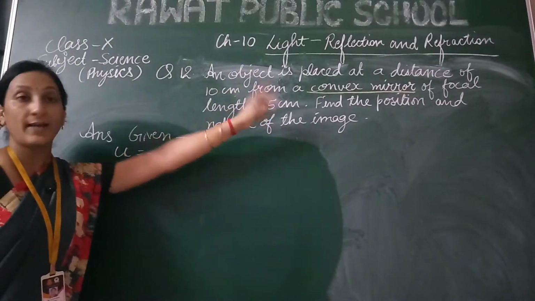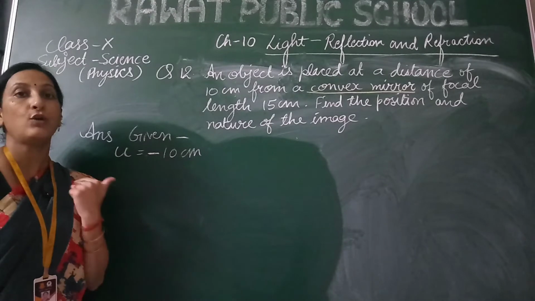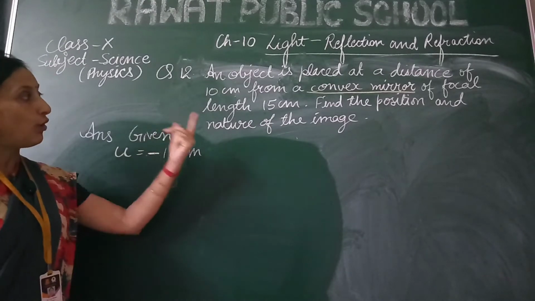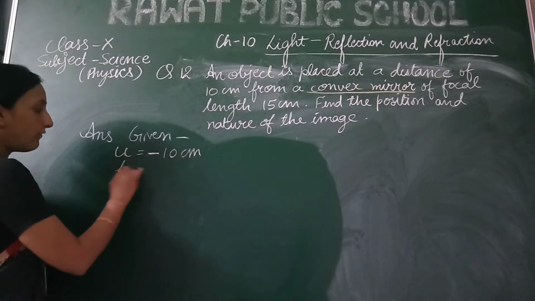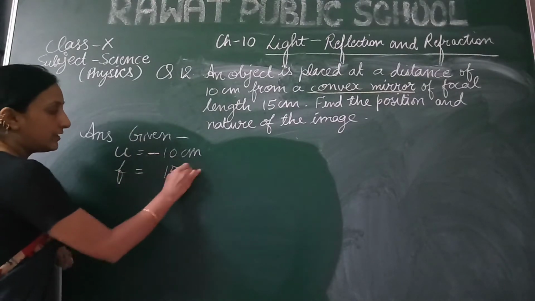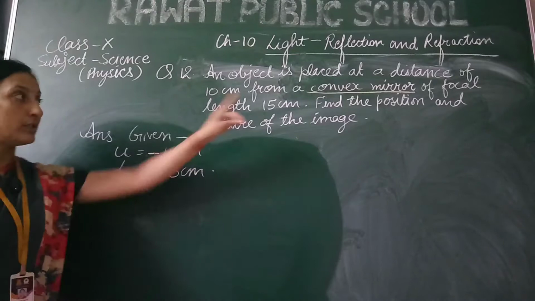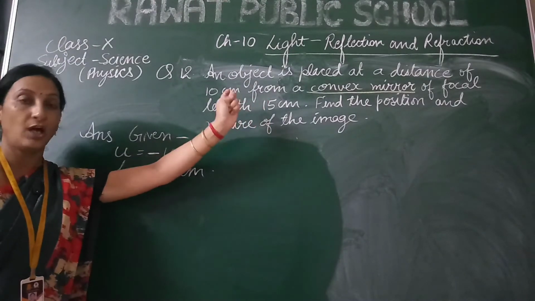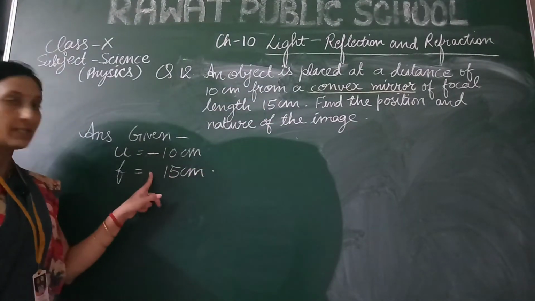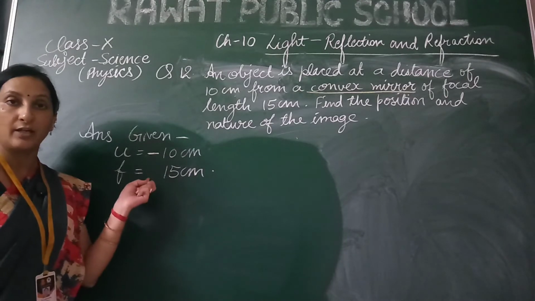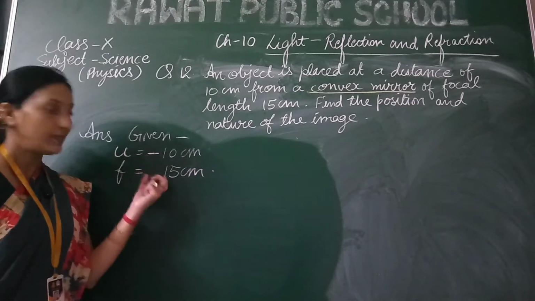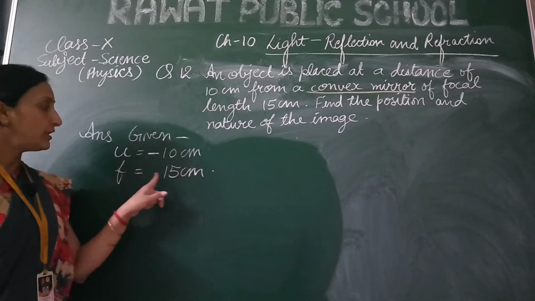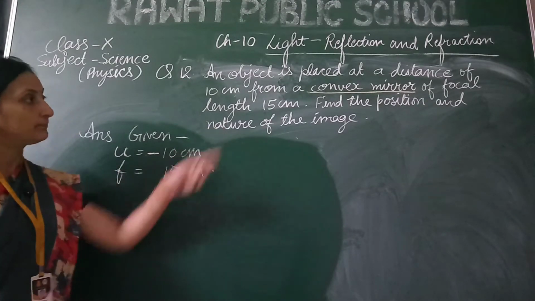From a convex mirror. मिरर कौन सा है? कॉन्वेक्स मिरर है. ऑफ फोकल लेंथ 15 सेंटीमीटर. मींस कॉन्वेक्स मिरर की फोकल लेंथ दी हुई है 15 सेंटीमीटर बिकॉज इट इज अ कॉन्वेक्स मिरर. जहां पे भी कॉन्वेक्स वर्ड आएगा वहां पे कौन सा साइन लगाना है? पॉजिटिव साइन लगाना है. ठीक है, तो यहाँ पे हमने पॉजिटिव साइन नहीं लगाया क्योंकि पॉजिटिव साइन शो नहीं करते हैं. सो इट इज 15 सेंटीमीटर.